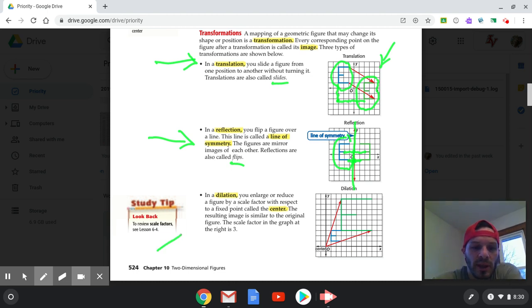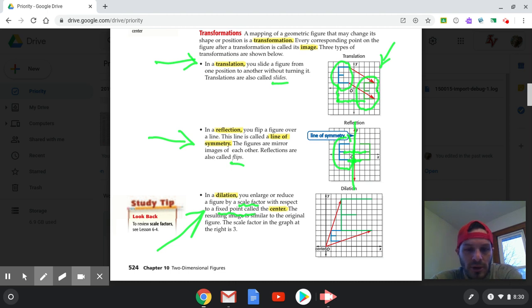The last transformation that we're going to talk about is the dilation. The dilation is when you enlarge or reduce a figure by a scale factor, which we've talked about, with respect to a fixed point. This is the one that gets the most confusing for people. The fixed point is called the center, and the resulting image is similar to the original figure. Right? We've talked about similar figures last chapter.